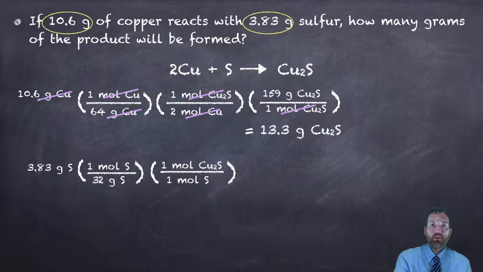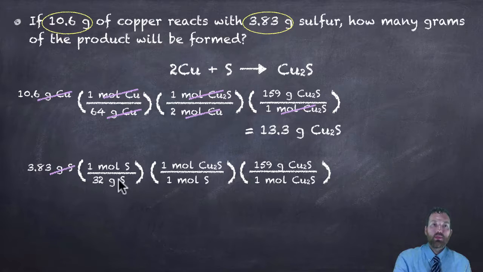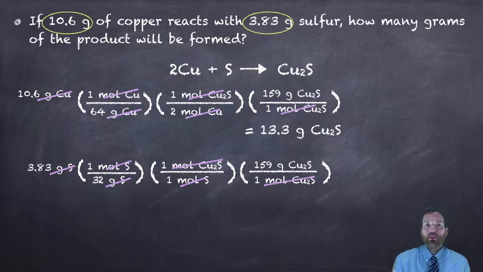And then our last step is always the same, which is nice. We want to convert to grams of our product, and we've already figured that out, so we don't need to figure it out again. For every 1 mole of Cu2S, I have 159 grams of Cu2S. So let's do our crossing off. Grams of sulfur and grams of sulfur go away. Moles of sulfur and moles of sulfur cross off. Moles of Cu2S and moles of Cu2S cross off. And then we punch that into our calculator. 3.83 divided by 32 times 159 is 19 grams of Cu2S.